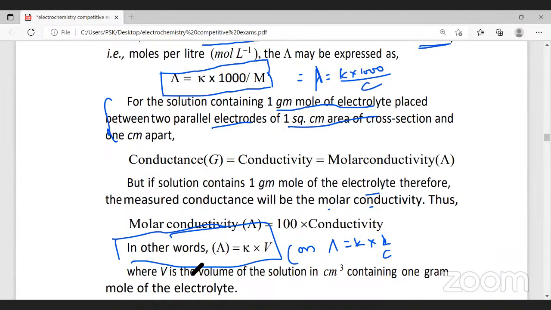Or we can define molar conductance as the product of specific conductance and volume, where V is the volume of the solution in centimeter cube containing 1 gram mole of an electrolyte. Therefore, we can write V as 1 by C. We know that volume is inversely proportional to concentration.